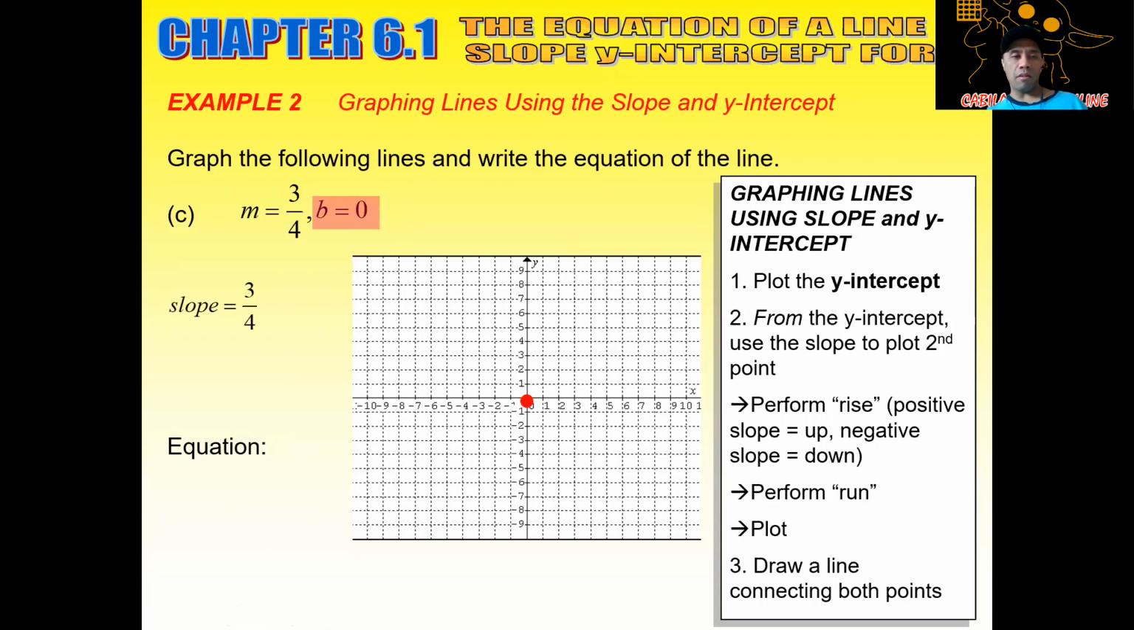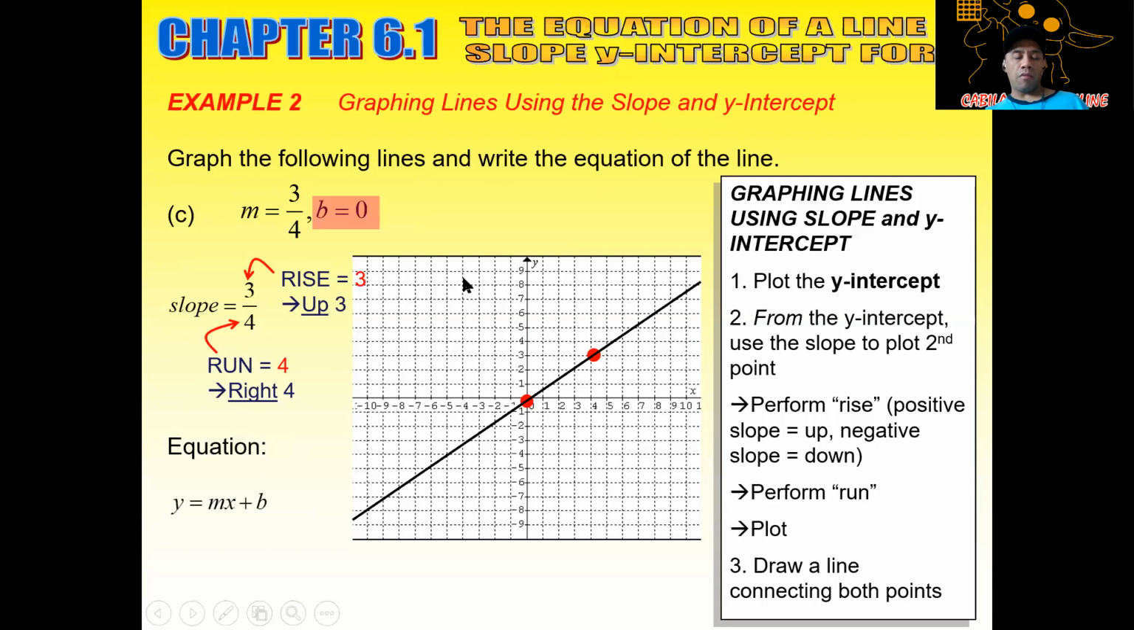So remember that from here, this is a rise of 3. So from the y-intercept, we're going to go up 3. And then after we go up 3, this 4 tells us to go right 4. So from this y-intercept, we're going to go up 3 and then right 4 and plot. And as you can see, we get exactly what we want here.